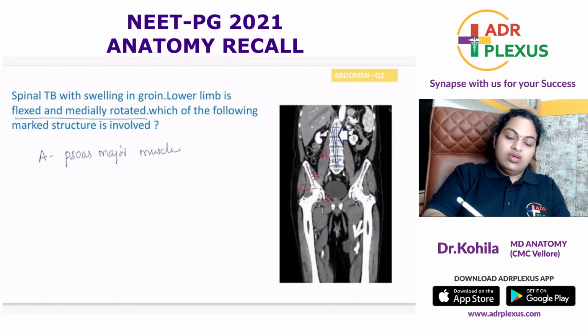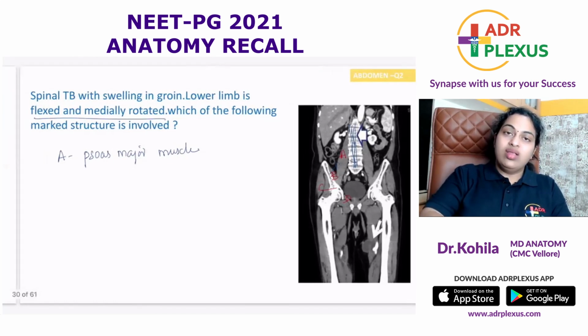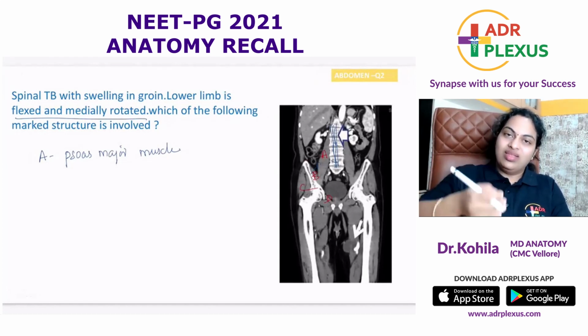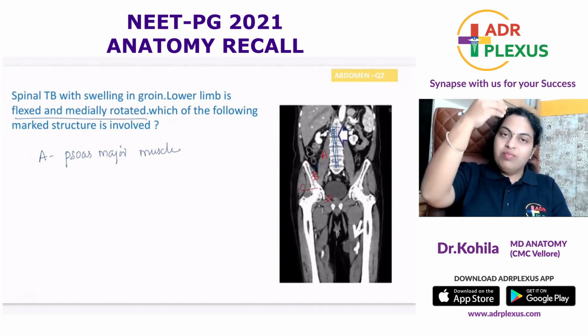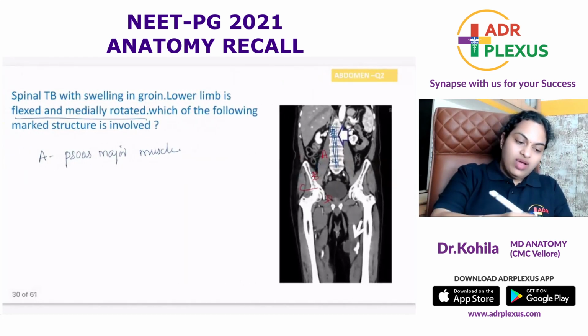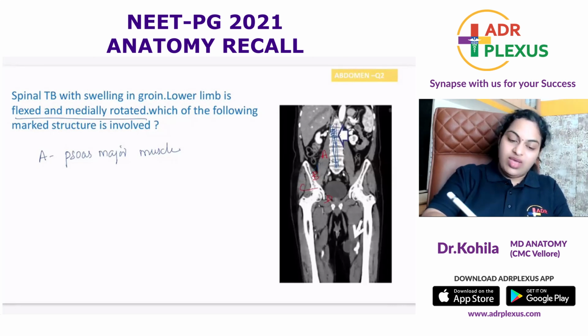The psoas major muscle, you should know, extends from the posterior abdominal wall, behind the inguinal ligament. It continues into your upper thigh, and it is covered by the psoas fascia, which is open above. So in tubercular spine, the abscess can track down beneath the psoas fascia and enter the lower limb. If you want to identify the other structures here, A is psoas major muscle.